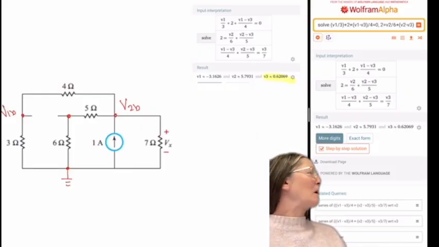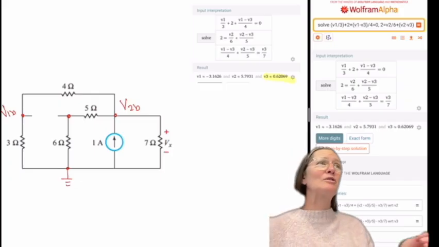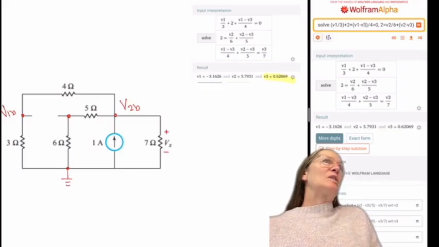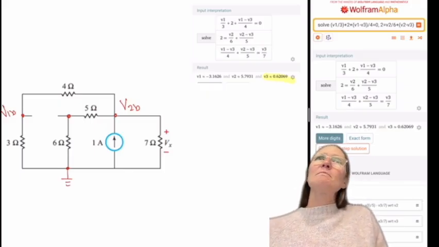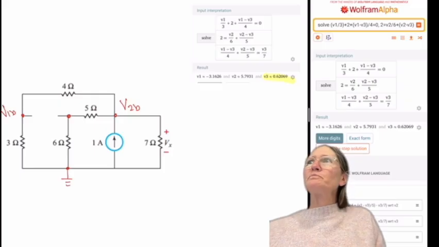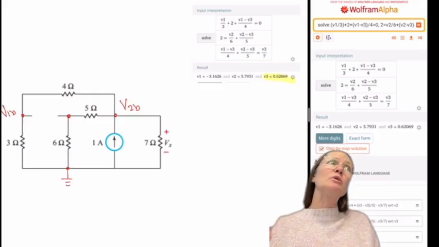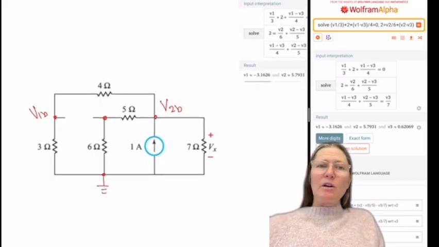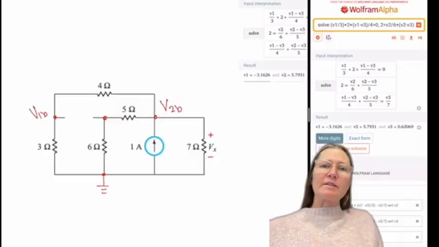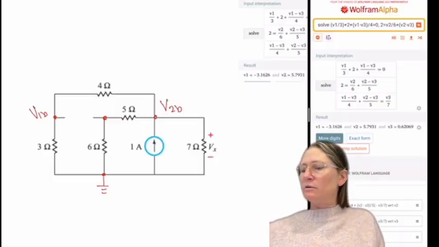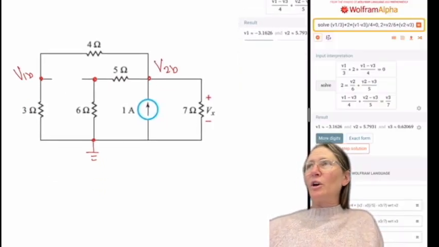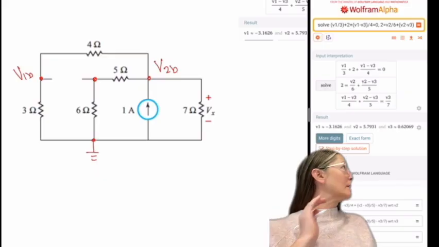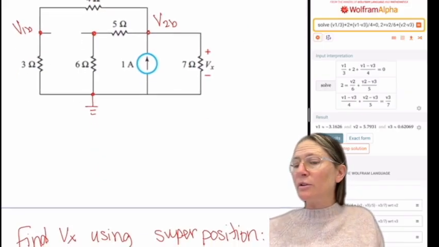And I used Wolfram Alpha, but you guys can use your calculators, which do the same thing. All right, questions on this first solution? So this is part 1. And then part 2 would be to solve this circuit for Vx and then sum the two together. So go ahead and take a second, if you haven't yet, to solve for this one, and then I'm going to solve it also.